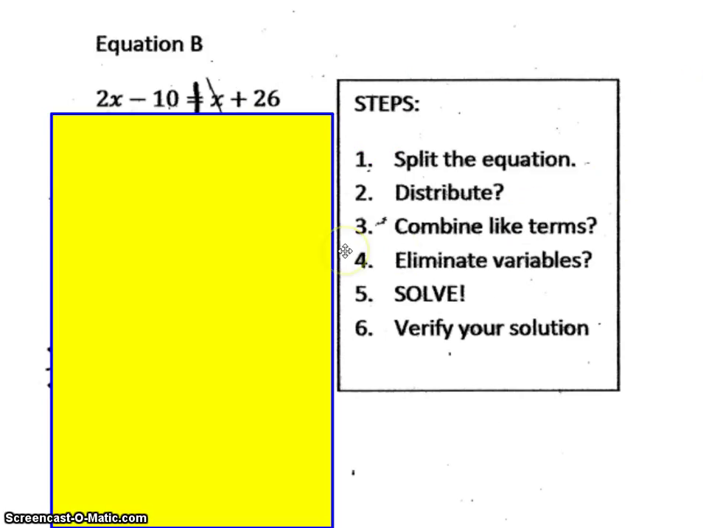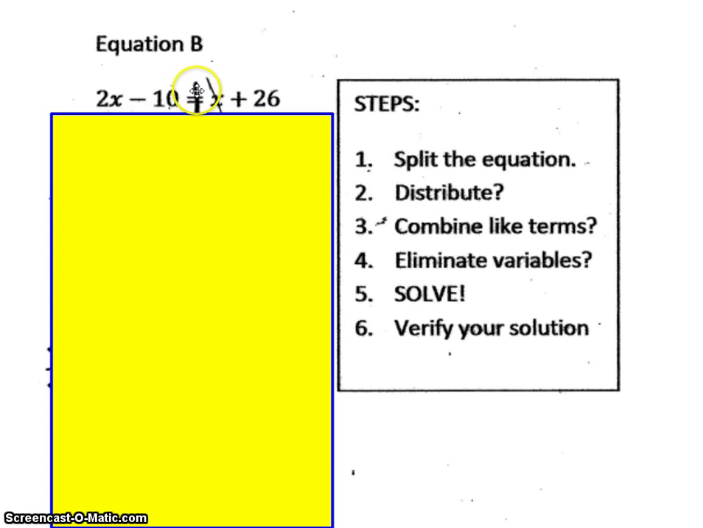Okay, so let's take a look at equation B. I've made the steps simpler. Step 1, split the equation. 2, do you have to distribute? If you do, do it. 3, can you combine like terms? If you can, combine those like terms. 4, eliminate variables. Do you have to? Do it. 5, solve. You're always going to be solving. And then 6 is, of course, verify.